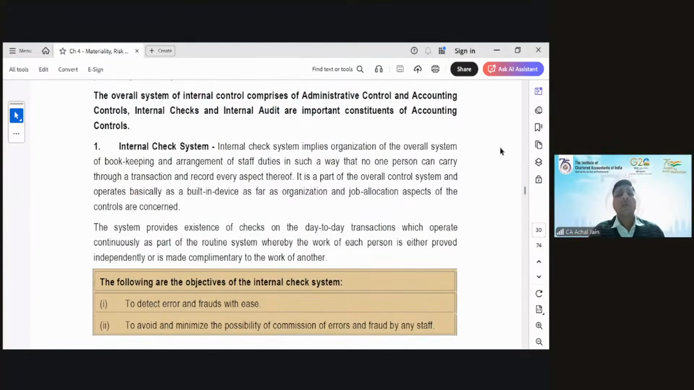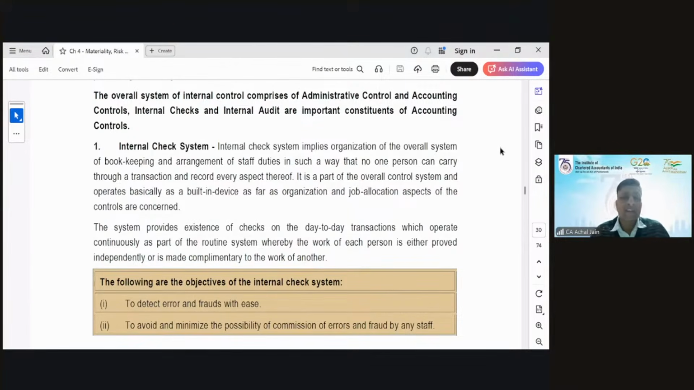Now, if you talk about this overall system of internal control, it comprises administrative control, accounting control, internal checks, internal audit. So all of these are nothing but the ingredients on the basis of which this internal control is set up. Or you can say, this is again in a manner the constituents of the control system.